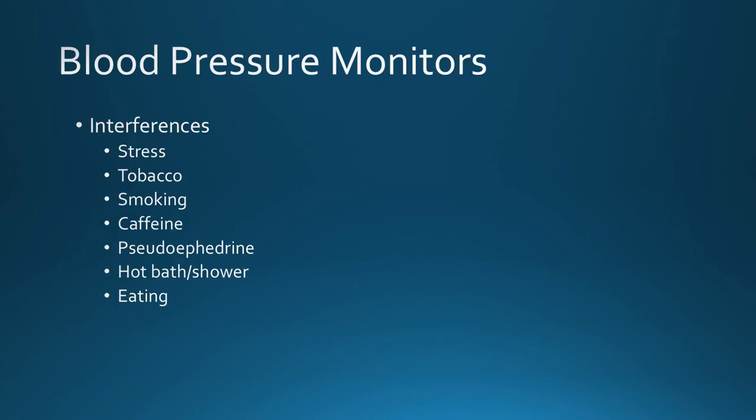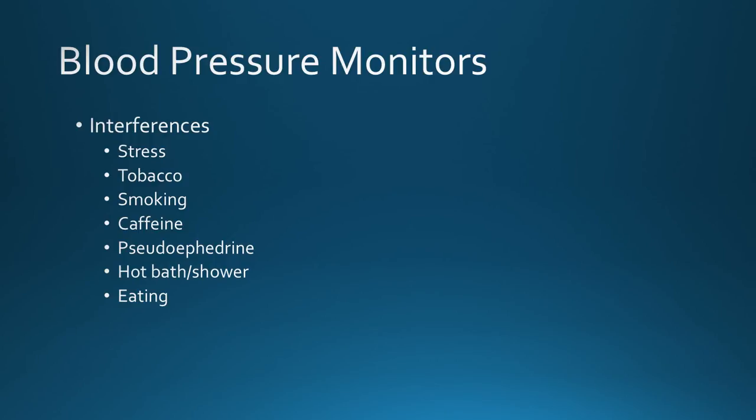Another important thing to cover with patients who you're recommending a blood pressure monitor for are items that can interfere with that test result, which are all listed here. Stress is a huge one, and then tobacco and smoking may seem redundant, but tobacco can include chewless tobacco. Smoking, caffeine, and pseudoephedrine, all of the top 5 are all going to raise a patient's blood pressure and make it higher than their resting blood pressure.